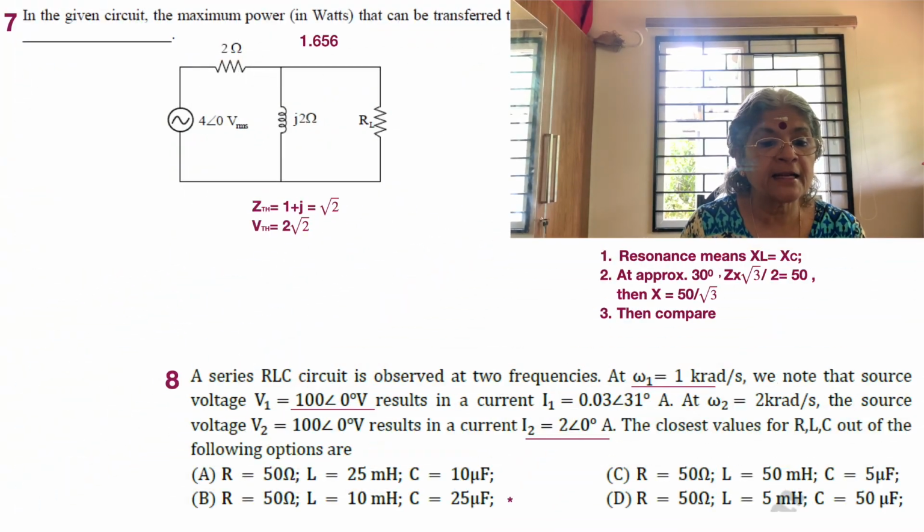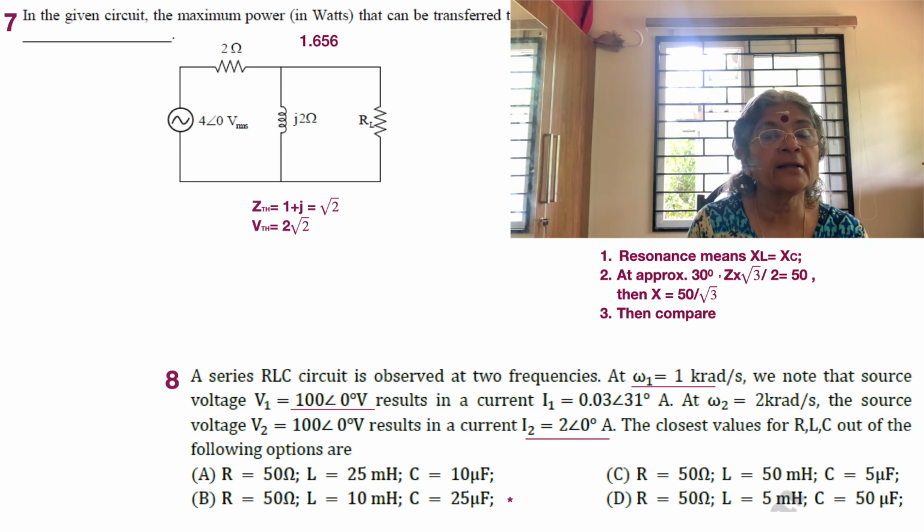Okay, moving on to the 8th problem. A lot of reading, but as we read, let's also process the whole material. A series RLC circuit is observed at two frequencies, at omega 1 equal to 1 kiloradians, that is 1000 radians per second. We note that source voltage V1 equal to 100 angle 0 results in a current I1 equal to 0.03 angle 31 degrees. So the 0.03 looks a little too problematic, because that means a lot of impedance, but let's not bother about that. The angle is around 30 degrees, and it's an angle of lead.